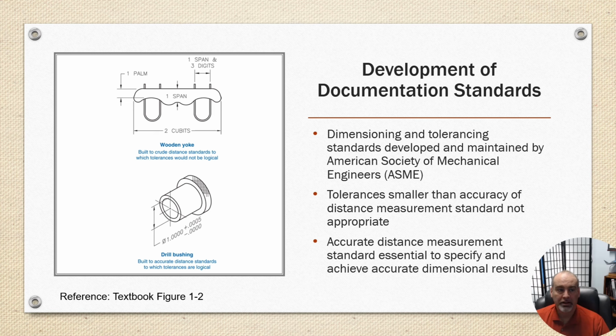The development of documentation standards. Back in the old days, they would actually build to a model, and an example is this wooden yoke. It was built to a crude distance standard, to which tolerances would not be logical. So it just had to be within the width of a couple of animals that are going to go through that yoke, but they didn't follow a consistent system on what a palm or a span or a cubit was.